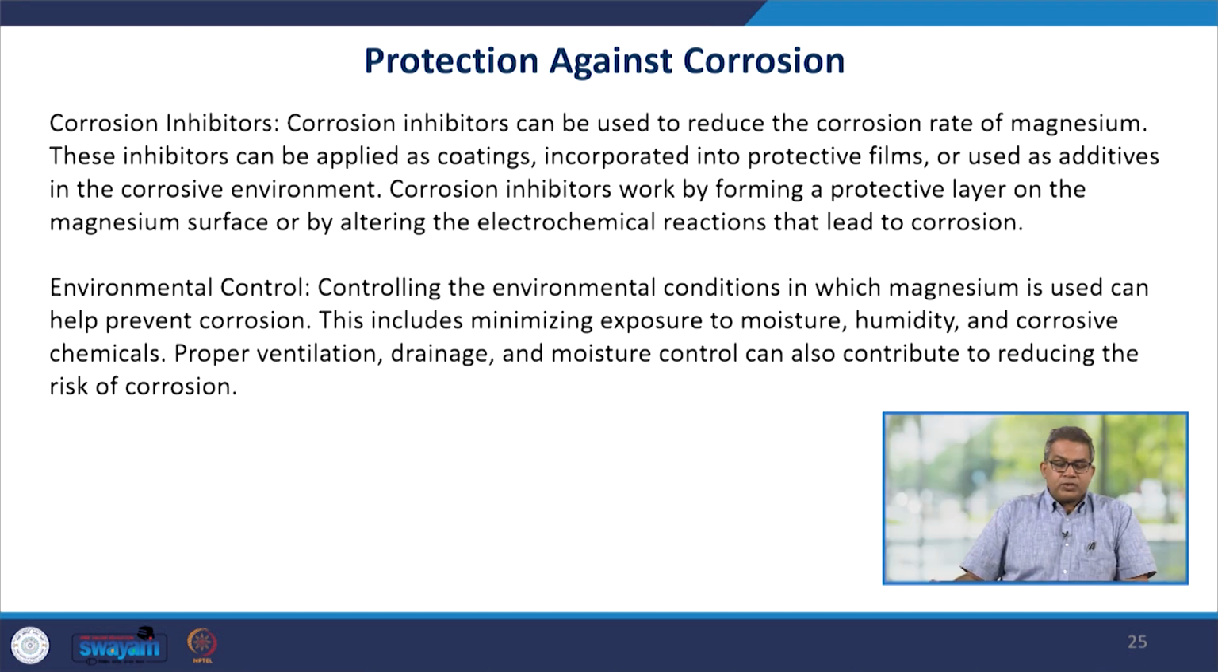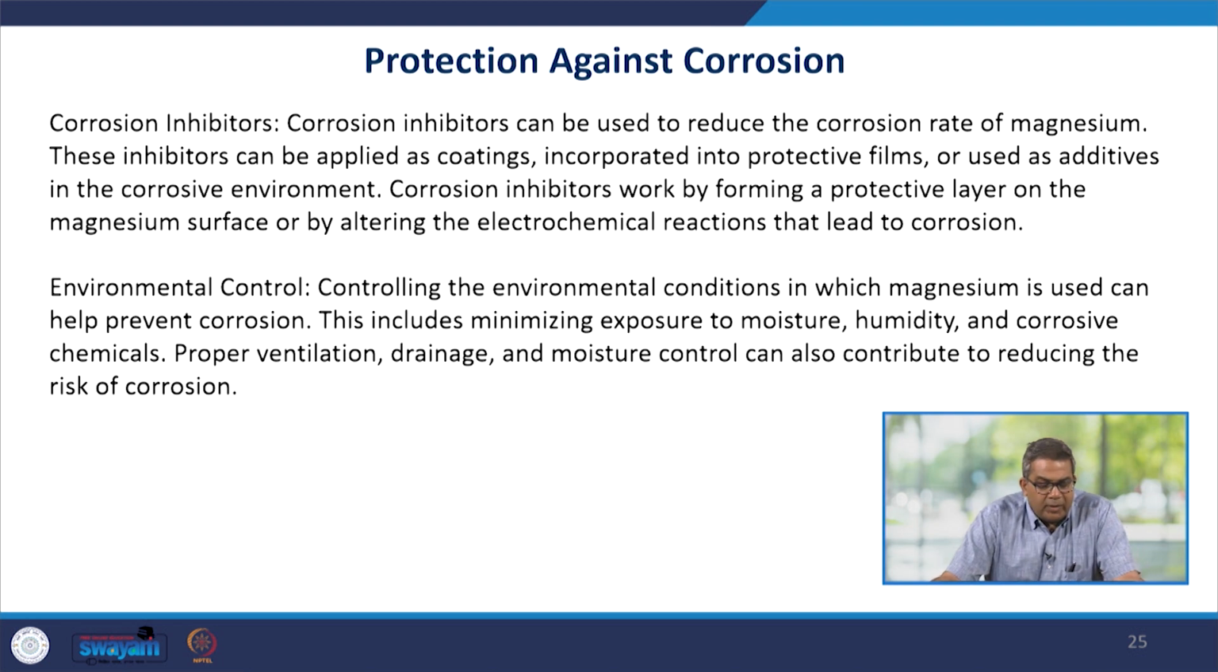There are certain corrosion inhibitors. These can be used to reduce the corrosion rate of magnesium. These inhibitors can be applied as a coating, incorporated into the protective film, or used as an additive in the corrosive environment. And these inhibitors work by forming a protective layer on the magnesium surface or by altering the electrochemical reactions.